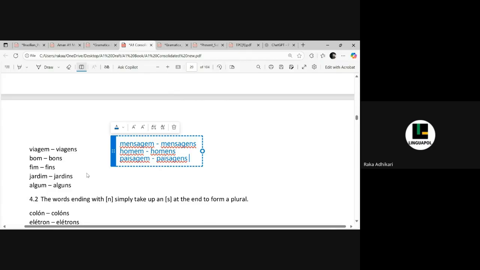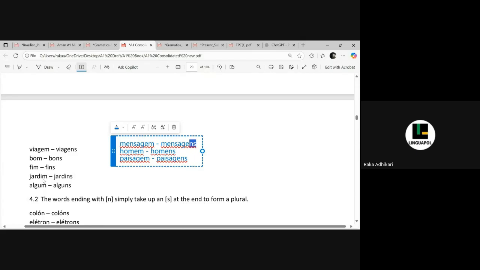we just remove the M from the end. Please remember that first we have to remove the M and then we add NS to it. Okay? So it becomes the plural. So we have bom, bons. Although this is not a noun, it is an adjective. Bom means good and bons is the plural. Fim, fins. Okay, fim means end and fins is the plural of it.